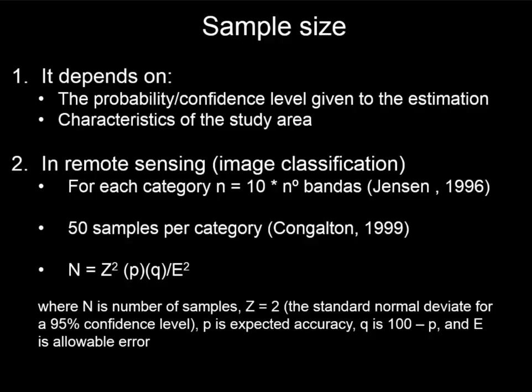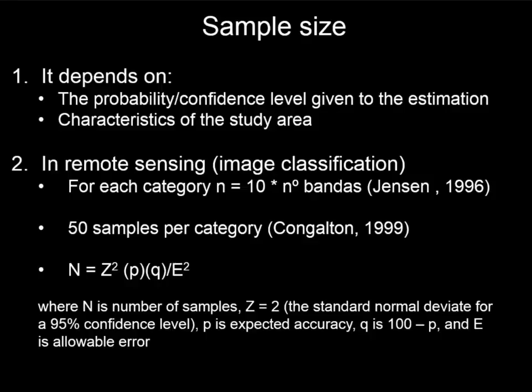So once you have decided on your sampling type, how many samples should you take? Well, this depends on the probability confidence level given to your estimates, and also the characteristics of the study area. In general terms, the more heterogeneous the area is, the more samples you need to take to have a representative sample of the area.